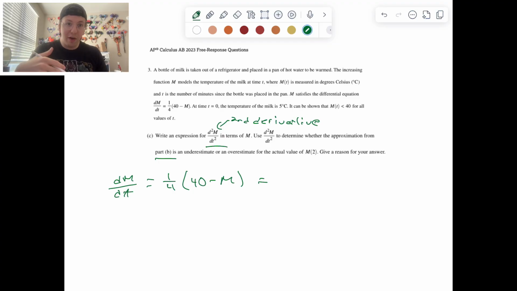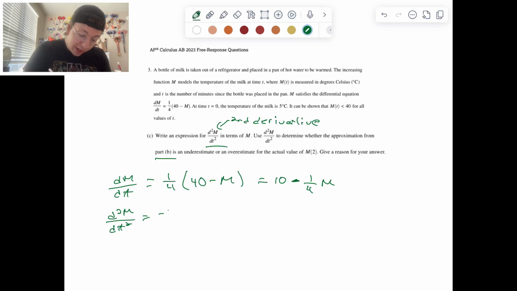Let's now take the derivative of that. So d²m/dt² is equivalent to the derivative of 10, which is 0, then the derivative of 1/4 m. Let's use the power rule. That would be our negative 1/4 chilling outside. M, what's it going to be when I take the derivative of that? That is just going to go away, and I'm just going to have dm/dt. So it'll be times dm/dt.